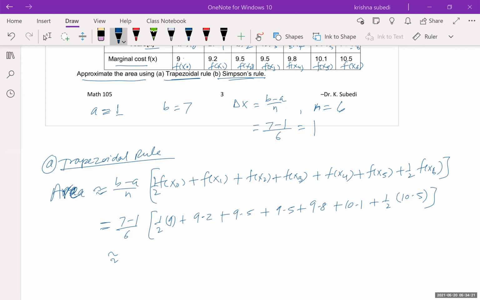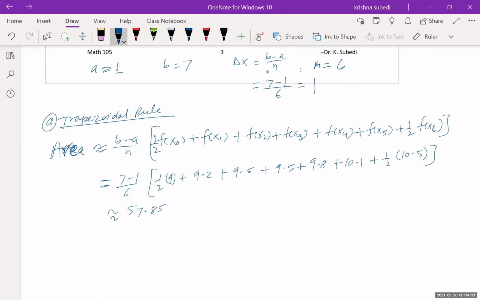Okay, guys, I see your answer here in the chat box, and all of you got 57.85. So I trust that that is the correct answer. So done. And part B, using the Simpsons rule. First of all, can we use Simpsons rule here? In order to use Simpsons rule, n must be even. Is this an even number? 6 is an even number? Yes, it is an even number. So yes, we can use it.